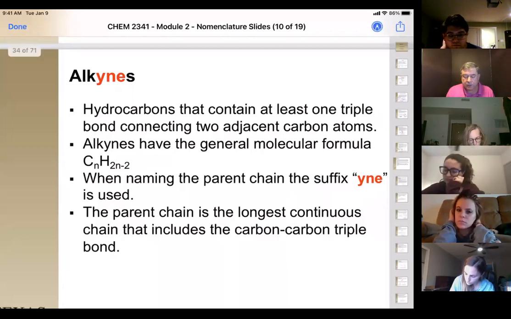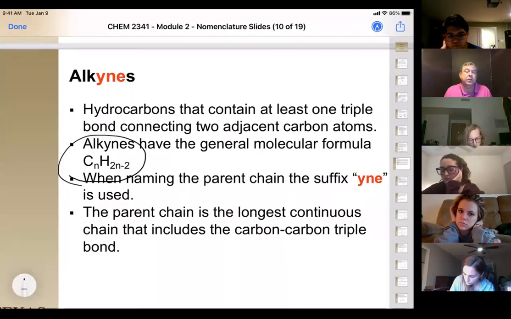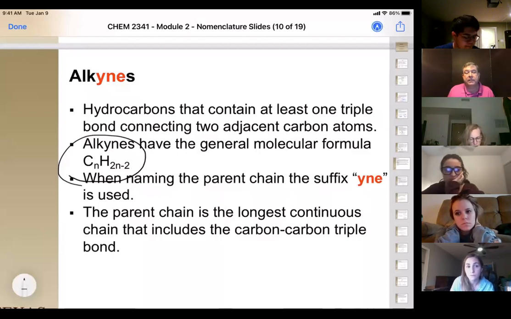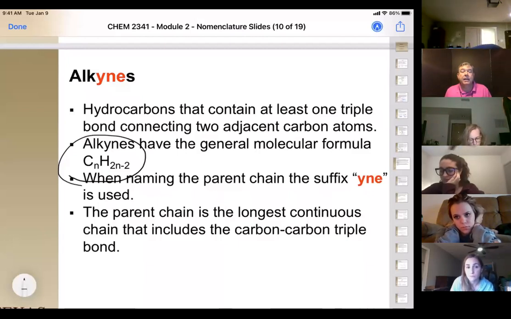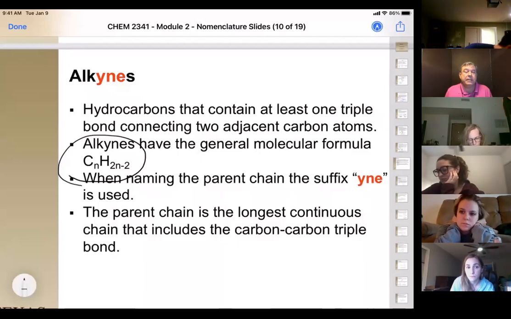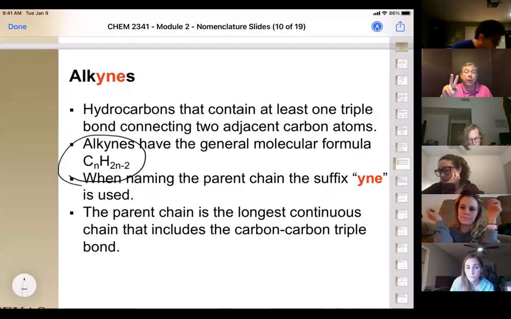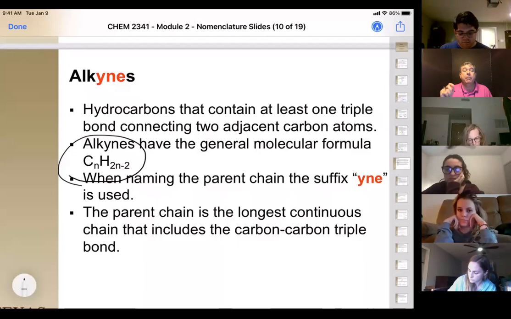So that makes our generalized formula CnH2n-2. So if C is 10, then our H is going to be 20 minus 2, which is 18. Okay, and so that's an easy way to remember that. Just looking at your formulas right there, you can tell that you have something that is not a fully saturated hydrocarbon.